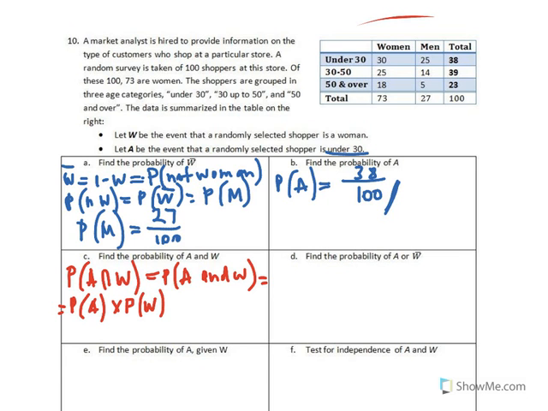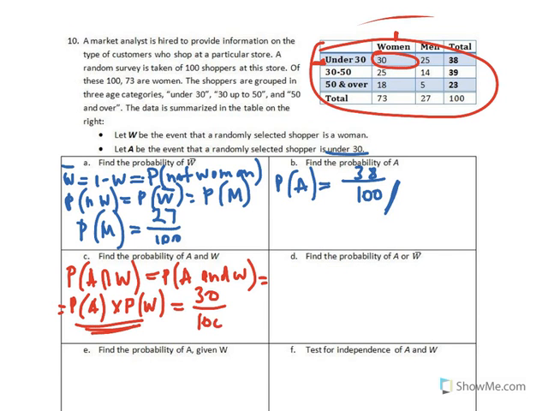Right? And in this case, we don't really need to use the formula at all, because we have the table. Anytime you have a table like this, just go and look at the table. The table is asking us what is the probability that the shopper is under 30 and a woman. What is that? 30, because that's the cell that intersects these two events. So that's going to be 30 over 100. Good.